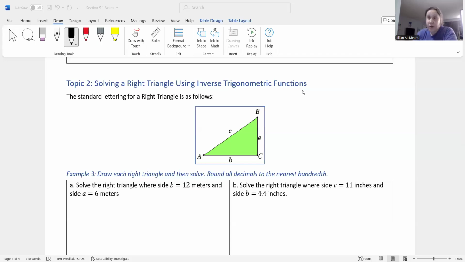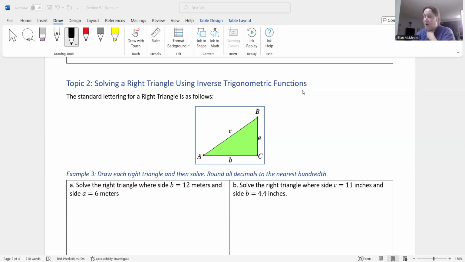For topic two, we're going to look at solving right triangles, but in this situation, we're going to need to use inverse trig functions, okay? No big deal. We do have to remind ourselves of a few things when we start using these inverse trig functions, okay? But I have complete faith in all of you.